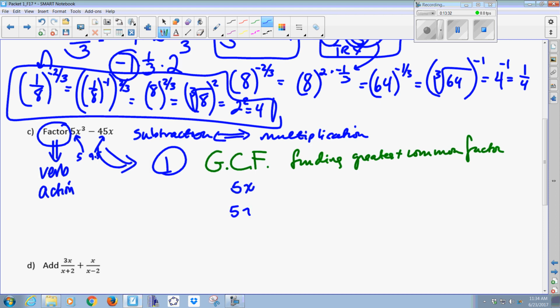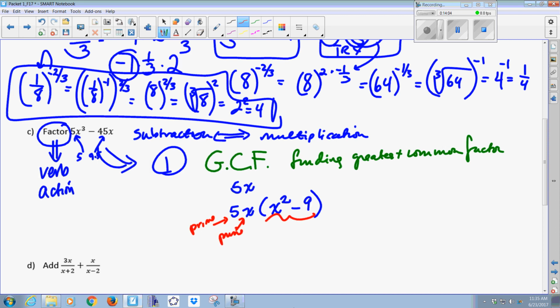So my first form of factoring is to pull out the 5x and ask, what do I multiply 5x by to get 5x cubed? My answer would be x squared. And then what do I multiply 5x by to get 45? I would say 9. Okay, so sometimes that's all you have to do and you're done. But you have to check to see if each factor is prime. So you take a look at 5 and say, yep, 5 is prime. And x is prime. You can't factor that anymore.